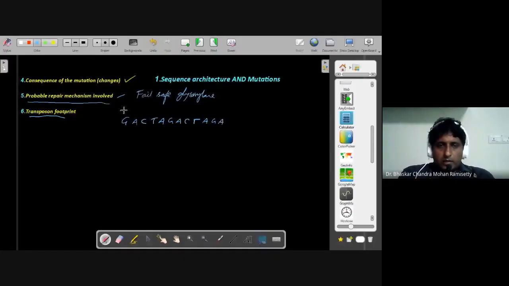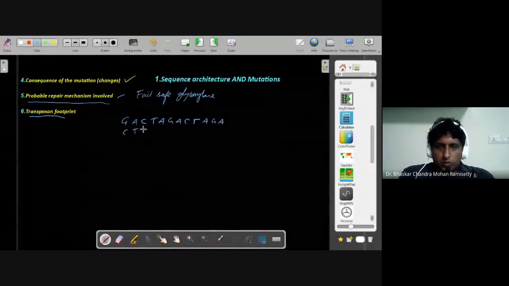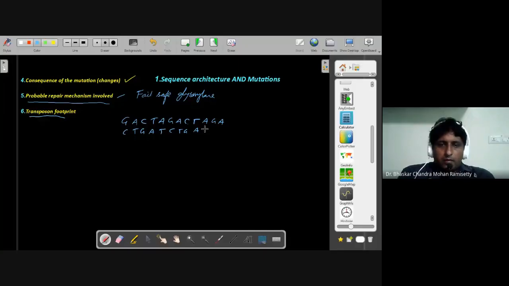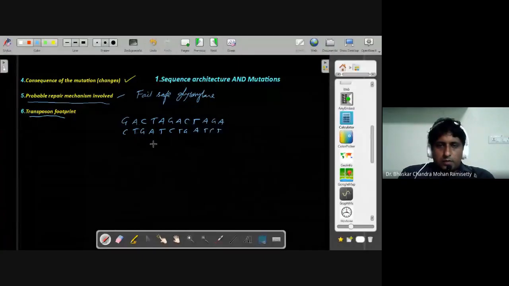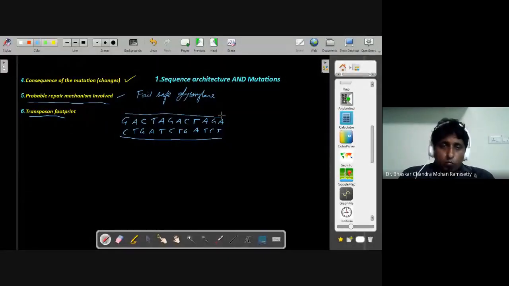Okay, there is a sequence. And okay, I will write the complementary sequence as well. And now assume that there is a transposon. I think you know that transposons are jumping genes, and they are going to integrate here. Typically what they do is they cut the DNA something like this.